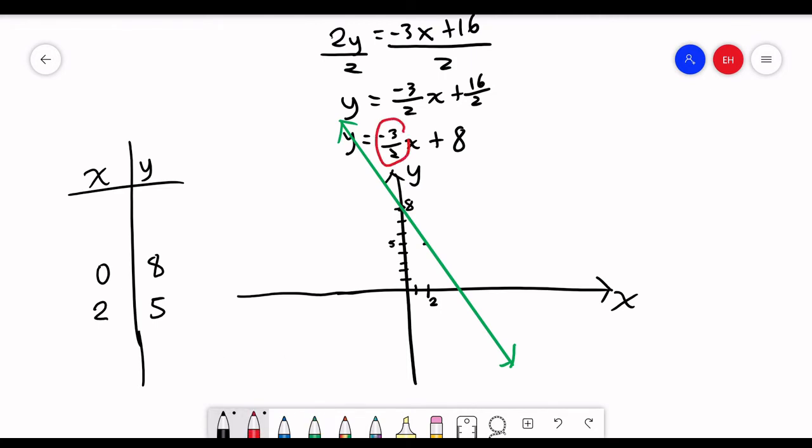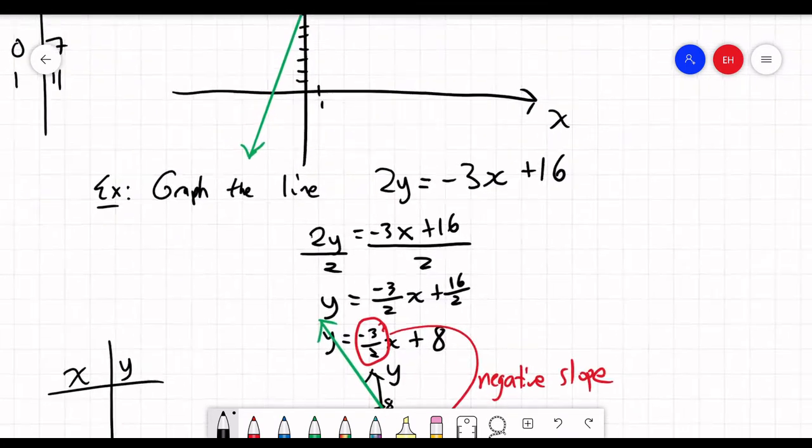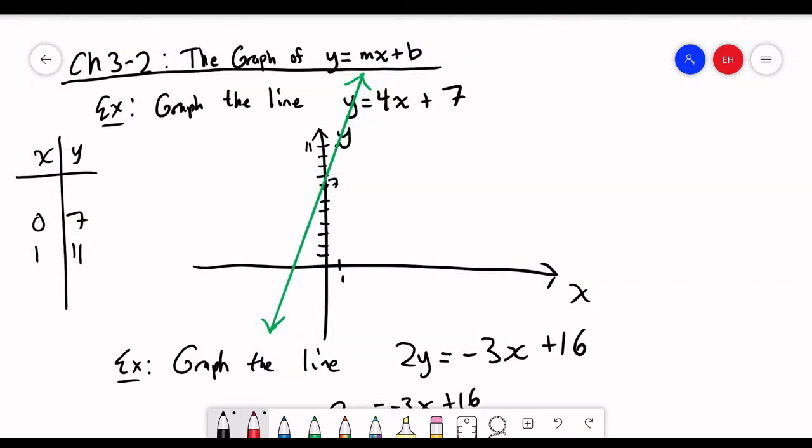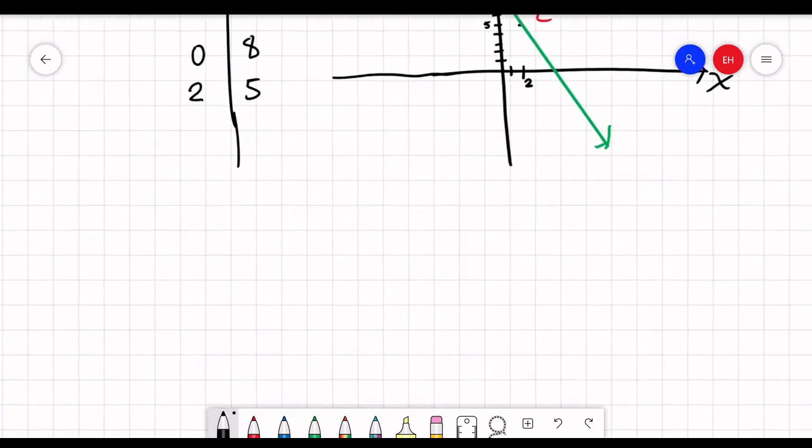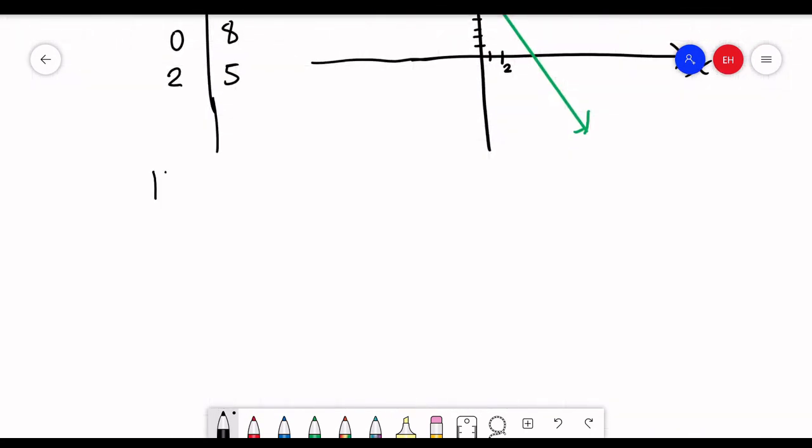One thing to notice is the slope of this line is negative, and sure enough, we have a negative sloped line. So one thing to check yourself on the graphs is, for example, this first one, the slope was 4. Remember, it's the number times the x. It's a positive slope, so it should be an upward sloping line. So just keep an eye on that. If you plugged a number in wrong, you'll catch it if you take a look at the slope.